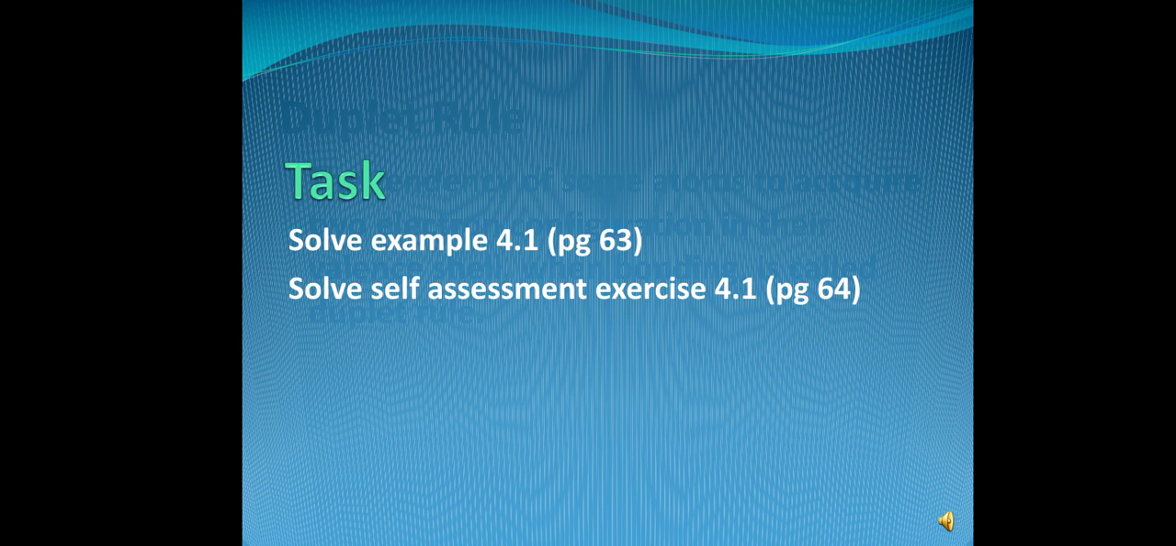It is about the periodic table. You have to get the electronic configuration, and from the electronic configuration you would be able to know how many electrons are there in the valence shell. After doing example 4.1, you have to do the self assessment exercise 4.1 given on page number 64. When you do this, inshallah, you will get a very good concept of why atoms react.